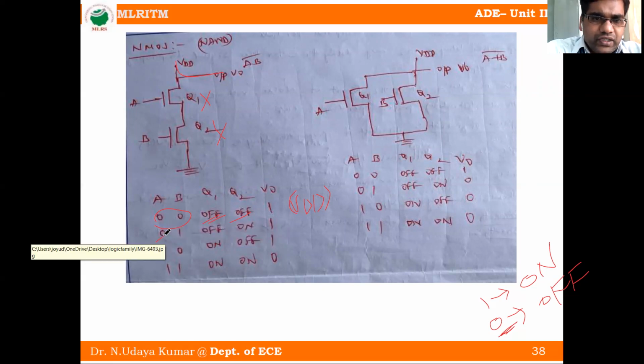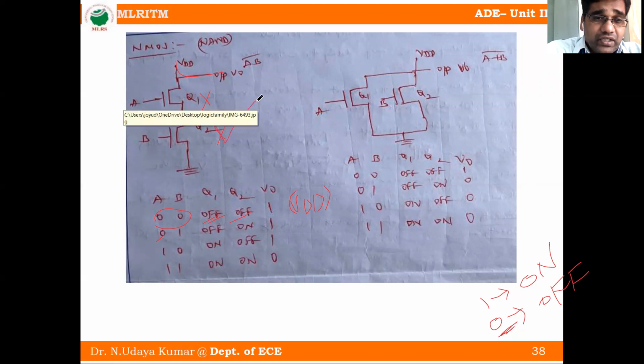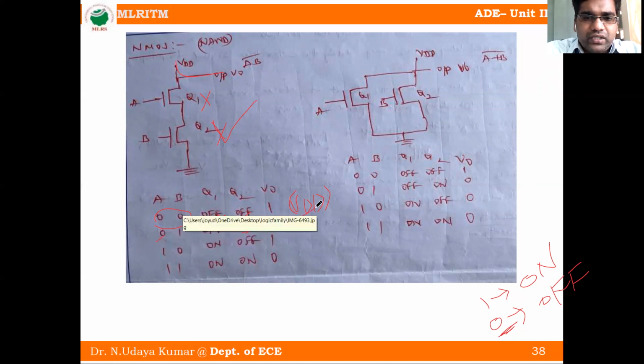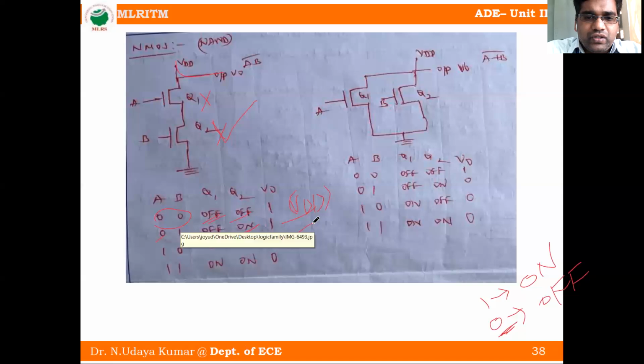0 1 case means the first transistor is off and the second transistor is on. That means there is no connection between the output and ground, so VDD is directly connected to the output. That means 1. So the 1 0 case is also the same. Next we will see 1 1.